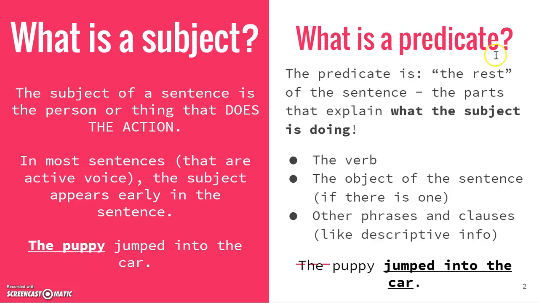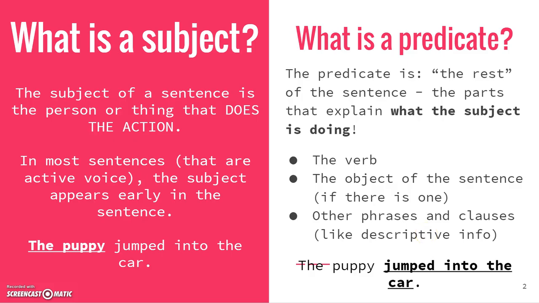The predicate, on the other hand, is kind of the rest of the sentence. It's that second half, the part that explains what the subject is doing. When we discuss predicate, we're mostly talking about the verb, the main verb or predicate verb that explains what the puppy is doing. But the predicate can also include the object of the sentence, other phrases, other clauses, descriptive info, and any other words that are happening usually in that second half. If we go back to our original example sentence, the puppy jumped into the car, this is our predicate.